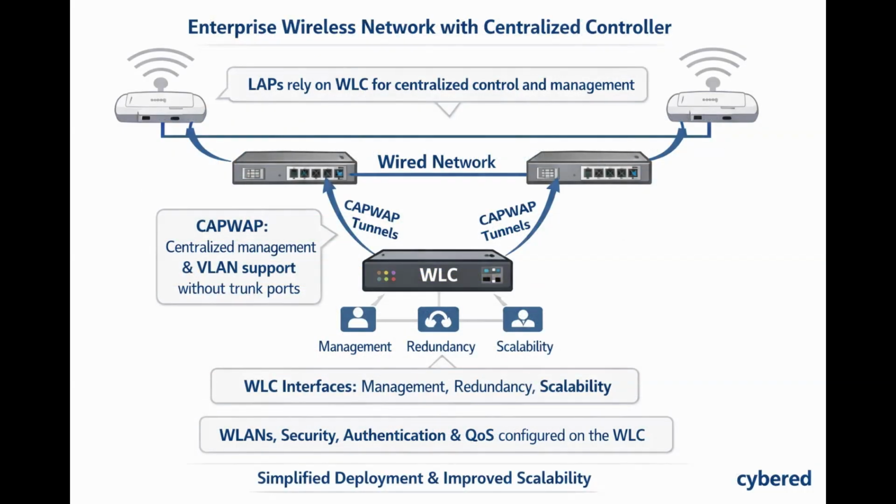Summary: LAPs rely on a WLC for centralized control. CAPWAP enables VLAN support and centralized management. WLC interfaces support management, redundancy, and scalability. WLANs, security, authentication, and quality of service are centrally configured, and this architecture simplifies deployment and improves scalability in enterprise networks.